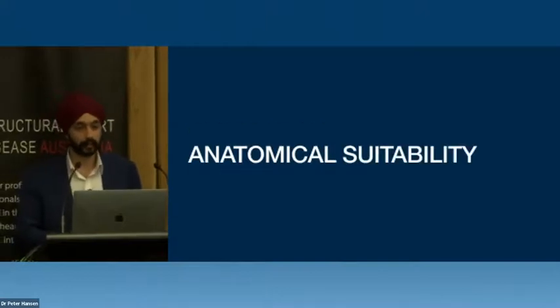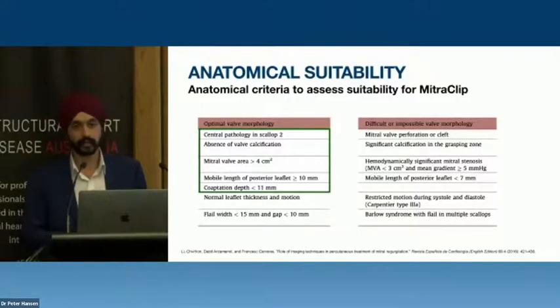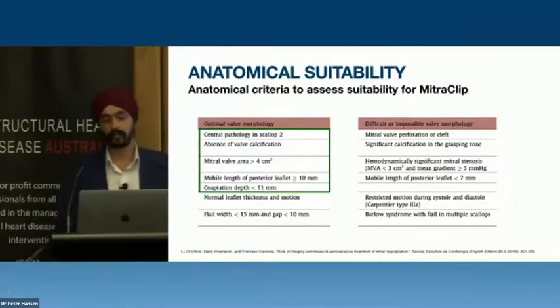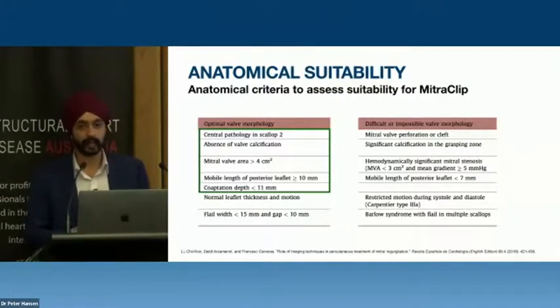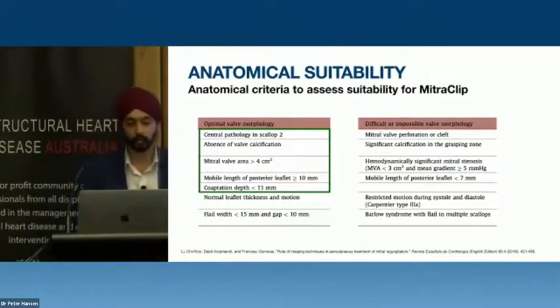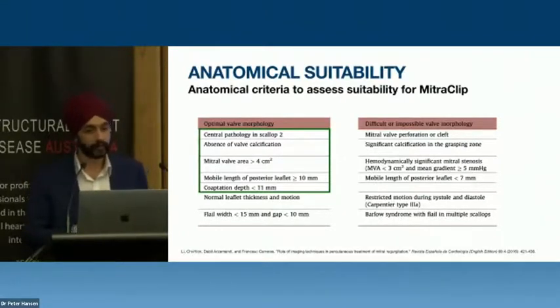What about the anatomical prerequisites or the anatomical suitability? So in the early days of transcatheter edge-to-edge repair with the MitraClip, there was this idea of optimal valve morphology. So which are the valves that you really want to pick and do, which will be suitable? And the idea was central pathology, so A2, P2 would be ideal. Absence of valve calcification, especially in the grasping zone, so where you're going to be grabbing the leaflets and bringing them together. And we discussed this in the previous talk as well, the importance of having a mitral valve area of greater than 4 centimeters squared at the onset of the case.